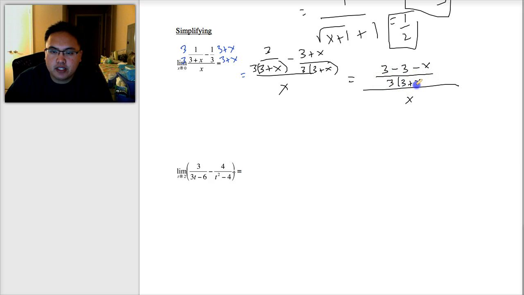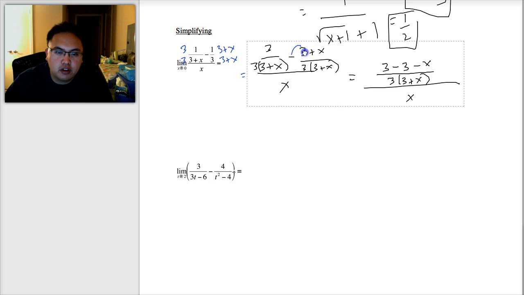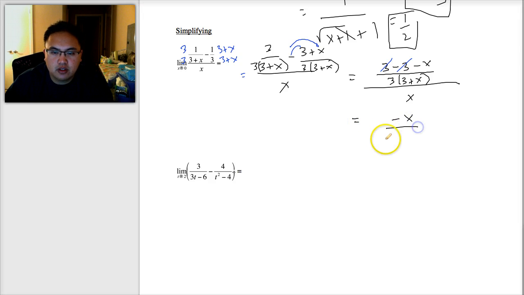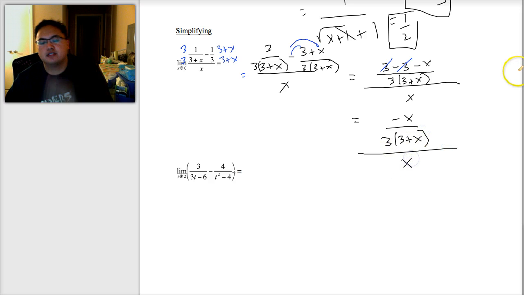And the biggest problem that I see is that when you subtract this minus 3 plus x, you have to distribute this minus. You're subtracting 3 and you're subtracting this x. Okay? So that's where I get this negative 3 minus x. Up at the top, you may notice this 3 minus 3. Since I have a 3 minus 3, this cancels and this cancels. And this whole problem is just negative x, 3 plus x, all over again, x.